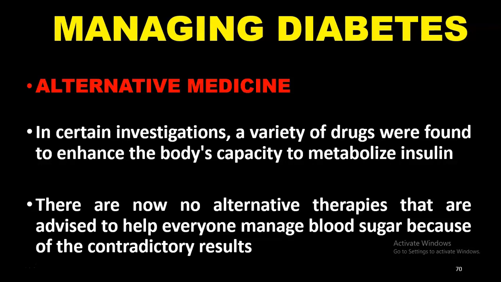In certain investigations, a variety of drugs were found to enhance the body's capacity to metabolize insulin. Other studies come up empty when it comes to benefits for decreasing A1C levels or controlling blood sugar. There are now no alternative therapies that are advised to help everyone manage blood sugar because of the contradictory results.